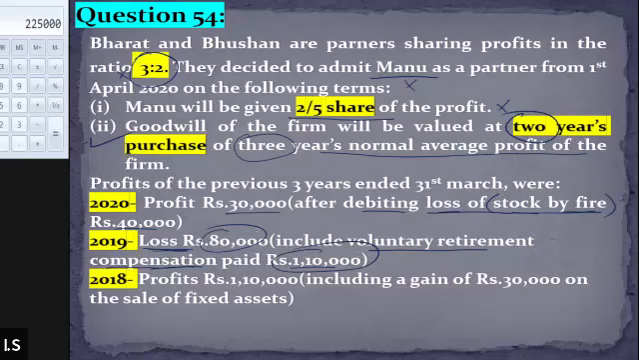Yes, sir. Okay, for the year 2018, profit was 1,10,000, including a gain of 30,000 on sale of fixed asset. Now see, selling of fixed asset is not the regular business of the firm. Selling of fixed asset is considered a non-operational activity, and any gain arising on sale of fixed asset is considered an abnormal gain. This is also an abnormal gain. I'm sure that you already know how to deal with abnormal gains, right? Saif and Shifa, is that clear, both of you?